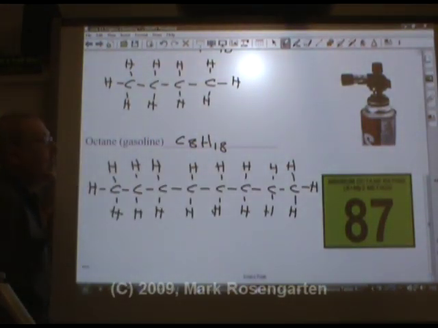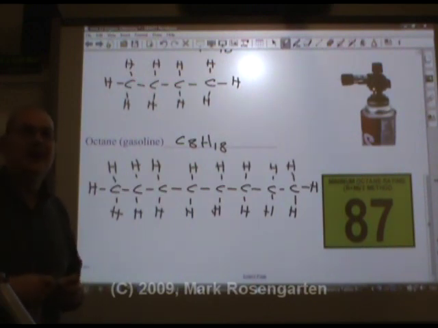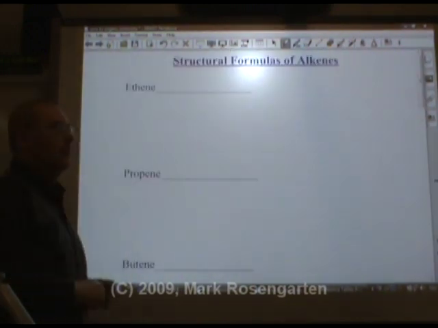18 hydrogens. Now this actually isn't the same molecule that goes into your gas tank. What you get in your gas tank is what's called isooctane. There are many different ways of arranging these 8 carbons and 18 hydrogens to make it more fuel efficient and to cut down on engine knock. We'll talk about that when we talk about isomers in the next topic.